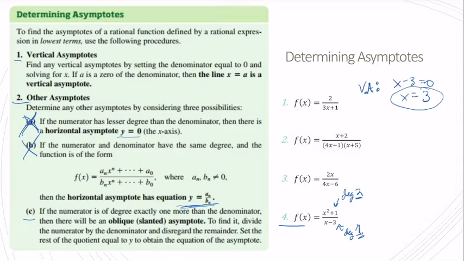Let's take a look at C. If the numerator is of degree exactly 1 more than the denominator, there will be an oblique slanted asymptote. To find it, I have to divide the numerator by the denominator and disregard the remainder and set the rest of the equation equal to y to obtain our oblique or linear asymptote. Well, my degree 2 is exactly 1 greater than 1, so I have to take x squared plus 1 divided by x minus 3 in order to determine my oblique asymptote.